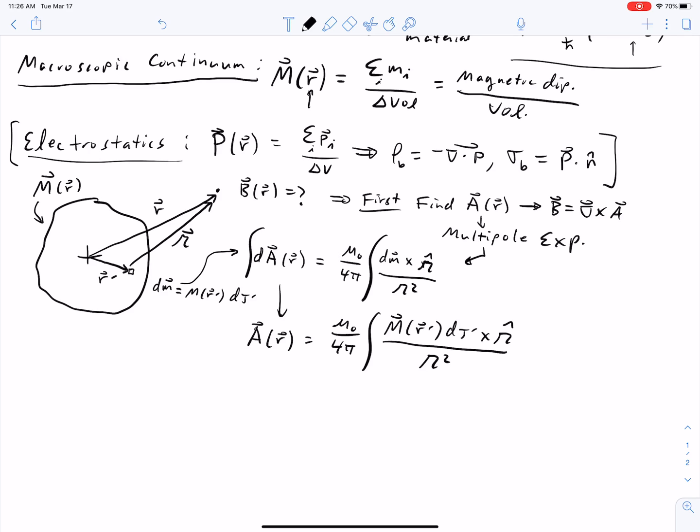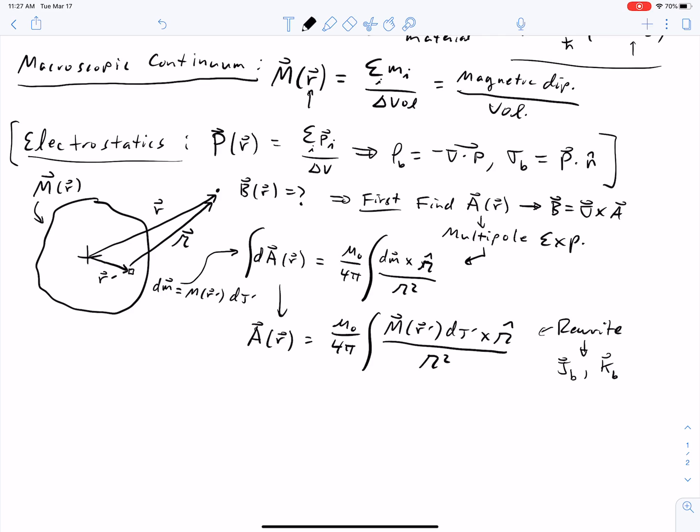And so that's what we get, and this is following the same strategy that we did for electrostatics, when we did the same derivation for the scalar potential V, but now we're doing it for magnetostatics for the vector potential A. What we want to do is rewrite this using some fancy math, and that will allow us to derive bound currents, bound volume currents and bound surface currents. And so that's what we're about to do.